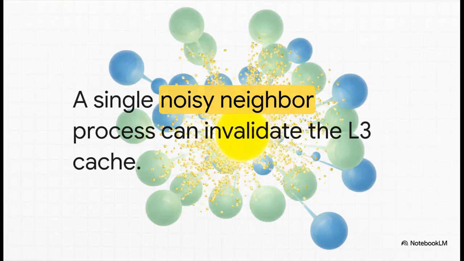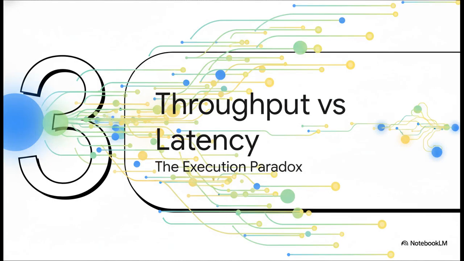But wait, it gets even wilder. Real-time trace data reveals the absolute massive blast radius of these events. A single noisy neighbor process, we're talking about just one errant thread getting swapped around, can invalidate the L3 cache for an entire NUMA node. It's not just slowing itself down, it is actively destroying the memory architecture efficiency for everything else sharing that silicon. Just poof, gone.